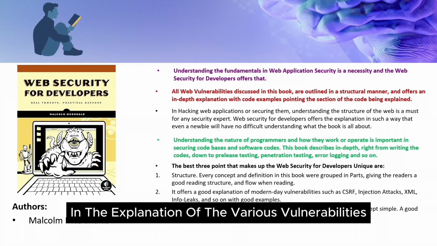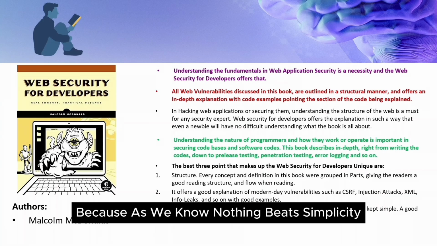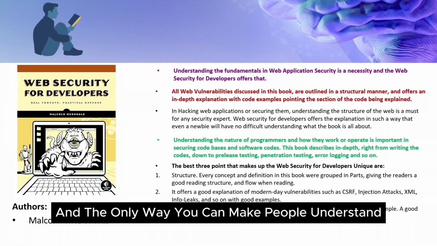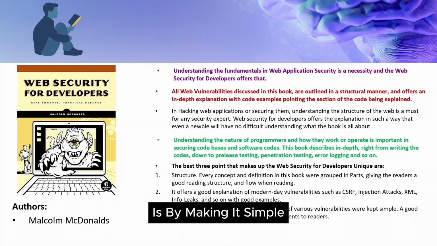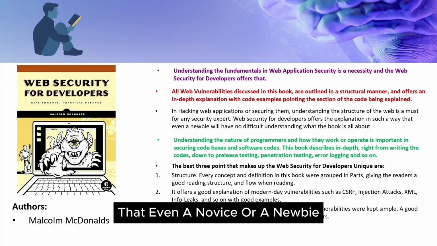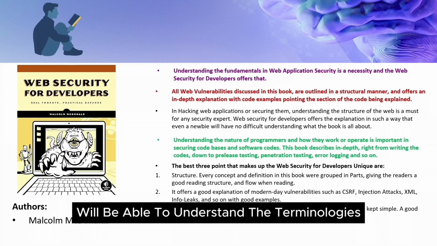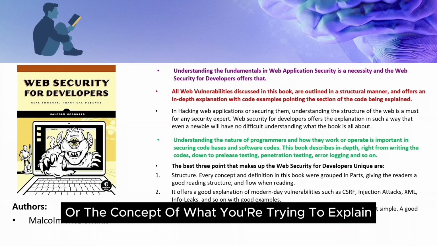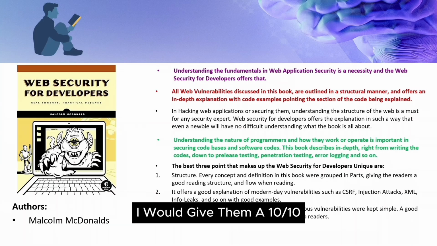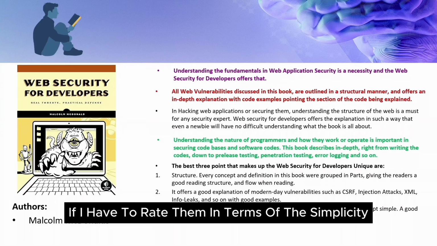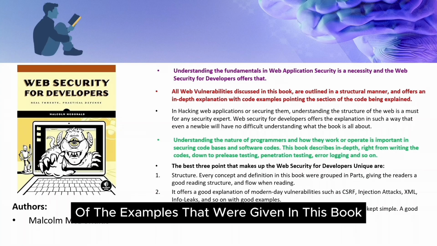The last point that makes Web Security for Developers a unique book is that the code examples used in the explanation of the various vulnerabilities were kept simple, because as we know, nothing beats simplicity, and the only way you can make people understand information being explained to them is by making it simple, so that even a novice or a newbie will be able to understand the terminologies or the concept of what you're trying to explain. Web Security for Developers achieves this. I would give them a 10 over 10 if I have to rate them in terms of the simplicity of the examples that were given in this book.